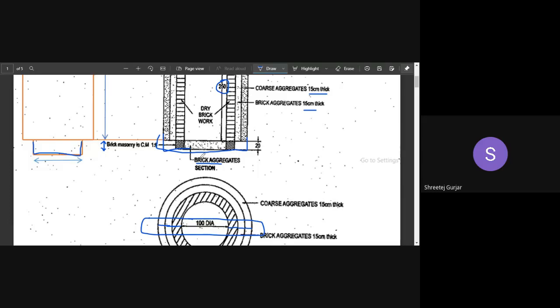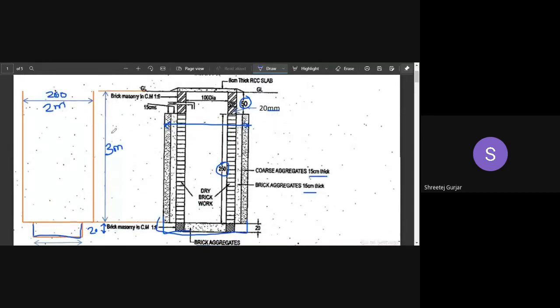So it is 100 plus 20 plus 20, right? This 20 plus this 20 plus 100. How much? 140, right? 140. Okay. Thickness we know it is 20. So excavation we have done. Next.